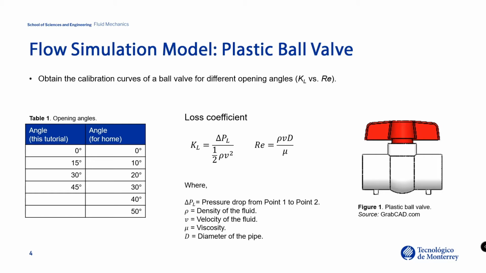The loss coefficient can be calculated with this expression, in which we are dividing the pressure loss, the pressure drop, by the dynamic pressure. The dynamic pressure is given by this expression, one half of the density multiplied by the velocity squared, and the Reynolds number is given by this equation.